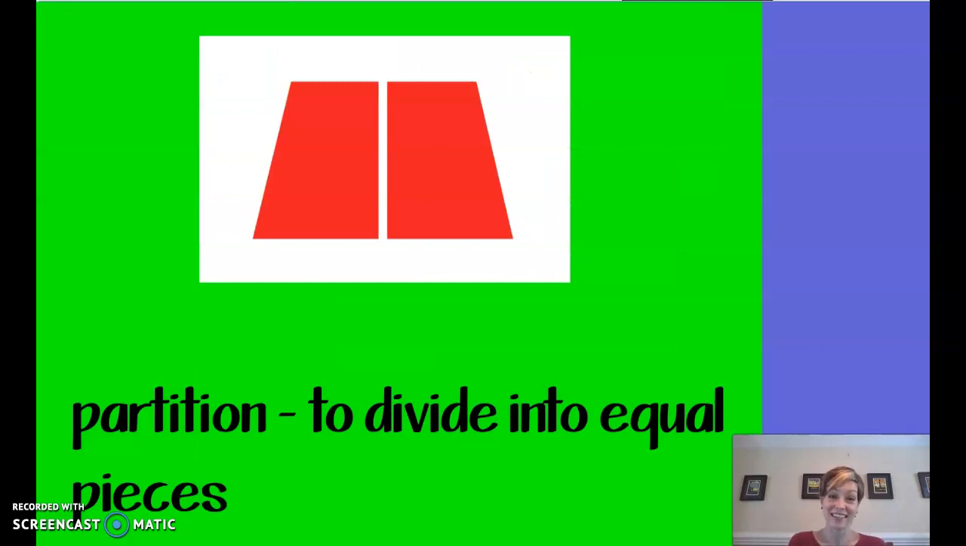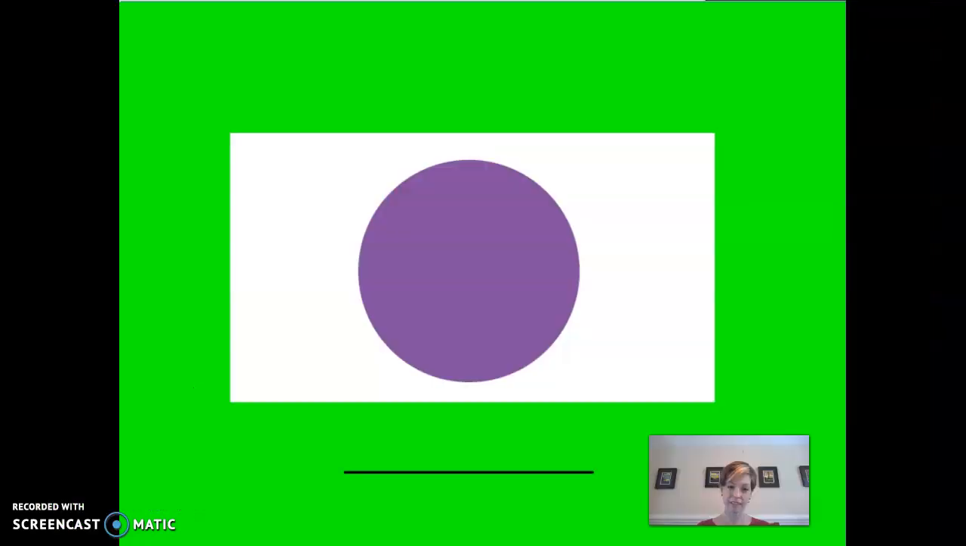So on the page that we just did, we looked at shapes that had been cut into two pieces. And I want to talk to you about a word that you're going to be hearing a lot for the rest of this video and in Mrs. Ingalls' video as well. And that word is partition. When you partition something, that means you divide or cut it into equal pieces. So I brought back this picture of the trapezoid here. This trapezoid has been partitioned into two equal pieces. So let's practice some partitioning together.